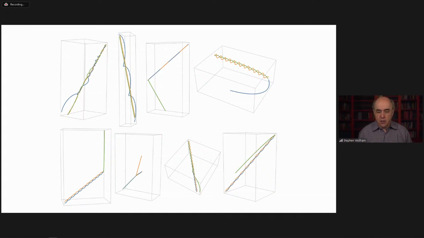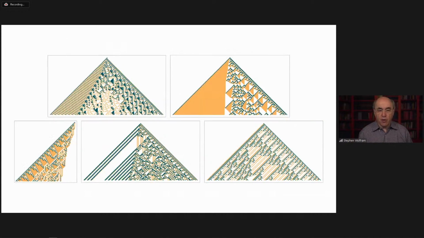But if you just start looking at all possible programs, it doesn't take long before you start seeing behavior like this, where you just start from a single square at the top of the screen, and then you evolve down, you maybe make a whole triangle of different behavior. And within that triangle, there are things that look very complicated and sometimes seemingly random. How can one tell what's going to happen?